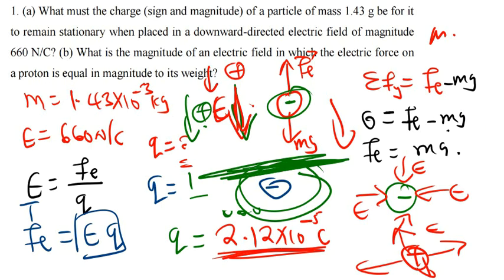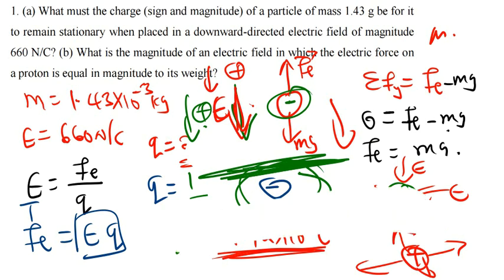The negative and negative should repel each other. We can't make this charge positive. Once we make it positive, it's going to be attracted downward as well. But we want it to be suspended in air, so it has to be negative. So the sign is negative and the magnitude is 2.12 times 10 to the power negative 5 Coulomb. We are done for part A.